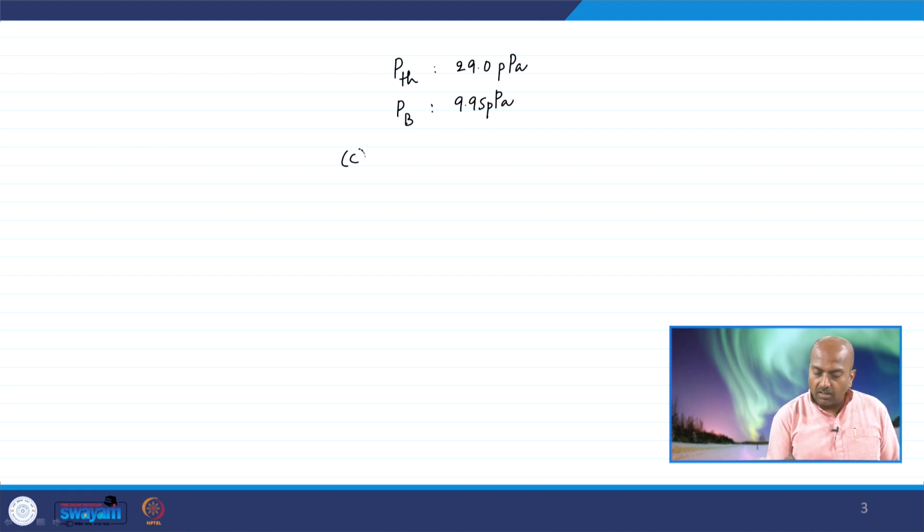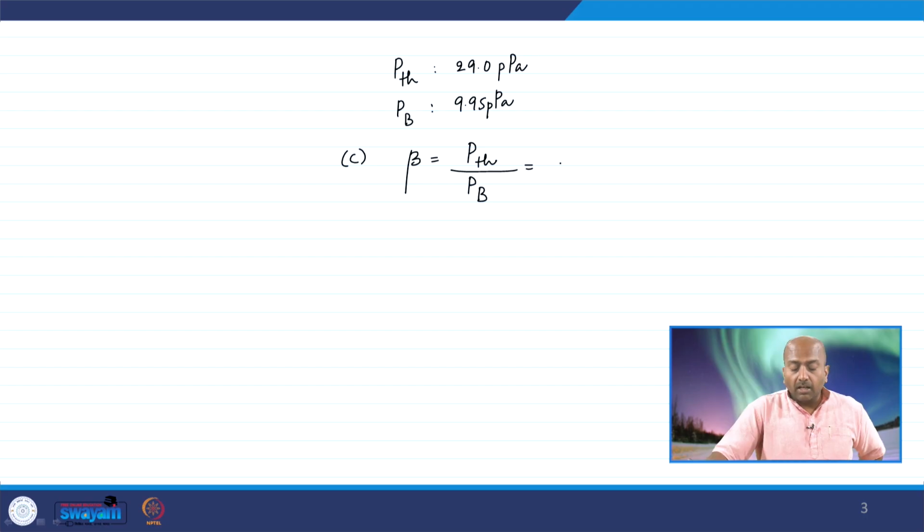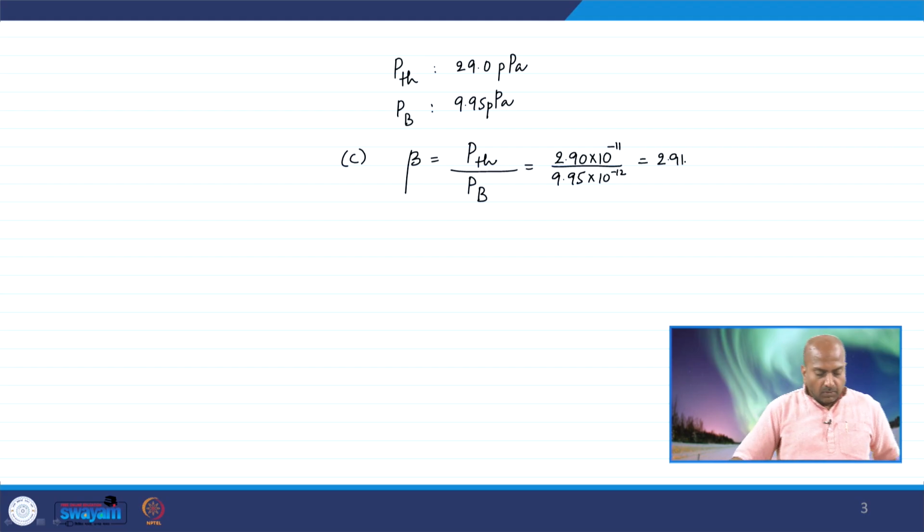Now, part C is the calculation of beta, the beta parameter, which is PTH divided by PB. Now, if you have a very low magnetic pressure, the beta value will be very, very high. Right. So, this is 2.90 10 to the power of minus 11 divided by 9.95 10 to the power of minus 12, which is equal to 2.91. So, beta value is greater than 1.